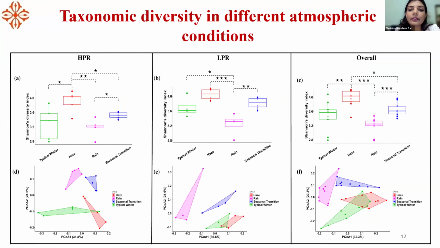So this plot shows how diverse our population was during our sample collection phase. We found the highest diversity in haze, followed by seasonal transition, typical winter, and rainy event. In the second plot, we have the principal component analysis plot, which is a beta diversity plot. We found a distinct diversity in all four conditions, as the bacterial populations were not similar in these different conditions.